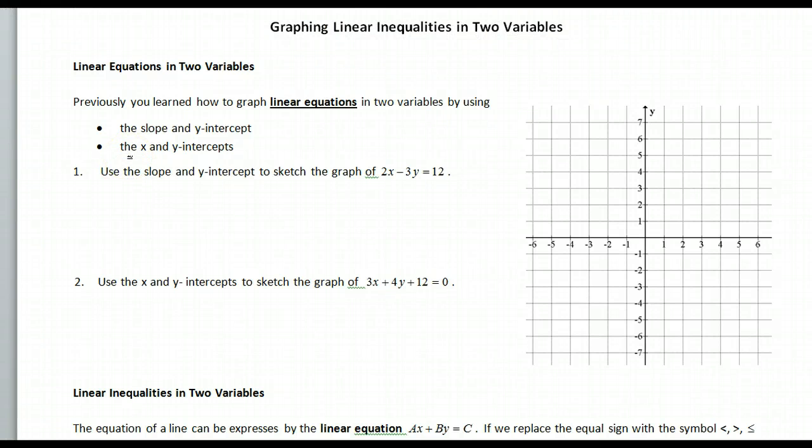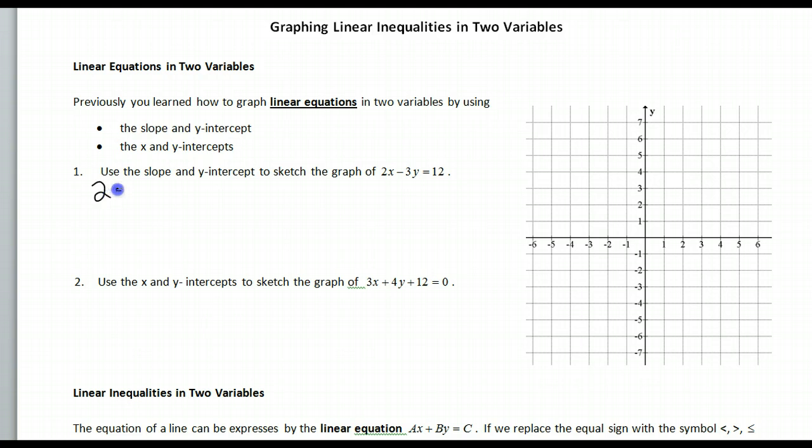Graphing linear inequalities in two variables. So previously you've learned how to graph linear equations in two variables using slope and y-intercept and using the x and y-intercepts. So let's just review that. Use slope and y-intercept to sketch the graph of 2x minus 3y equals 12.